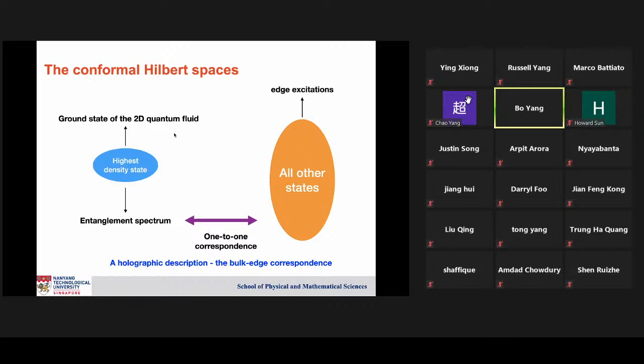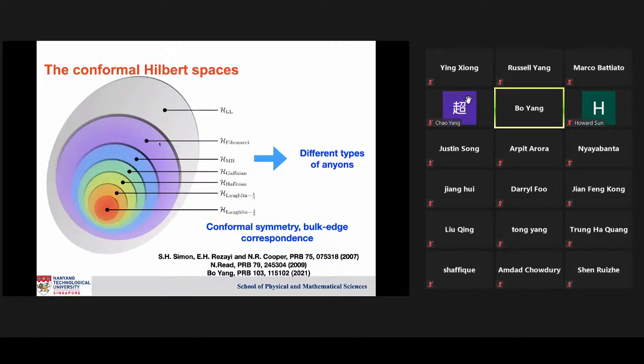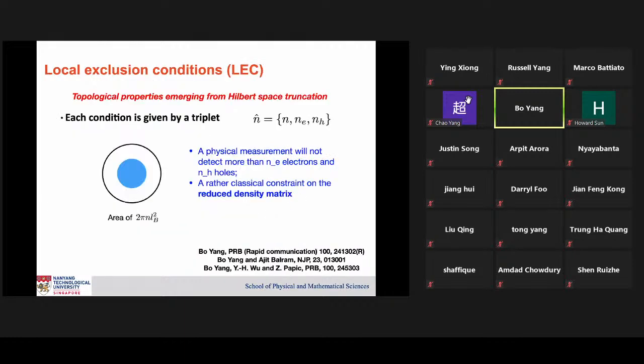Okay, so this is a conformal Hilbert space. Now, the key idea here is that for each conformal Hilbert space, when it is properly defined, it corresponds to a particular type of anyons with particular properties, like its charge can be different from electrons and its exchange statistics can be different from electrons, which is why we call it anyons. Okay, so now let me introduce something that can be quite interesting. It's one of the more interesting things that I discovered in the past 2 or 3 years, the so-called local exclusion conditions.